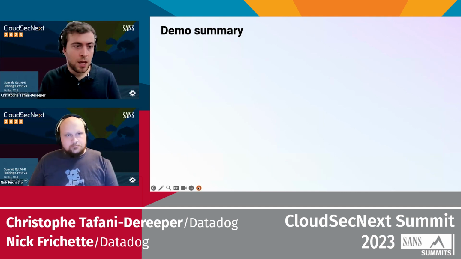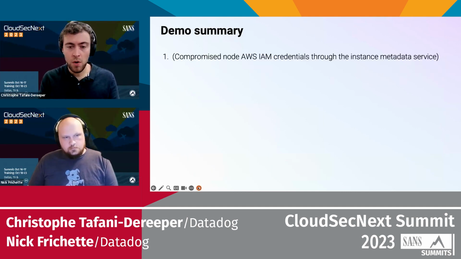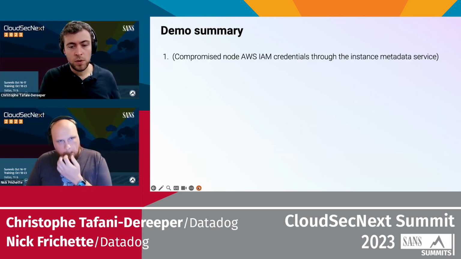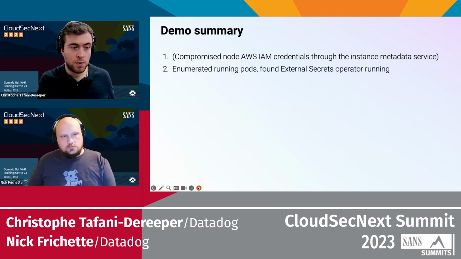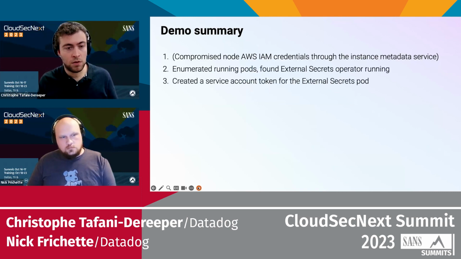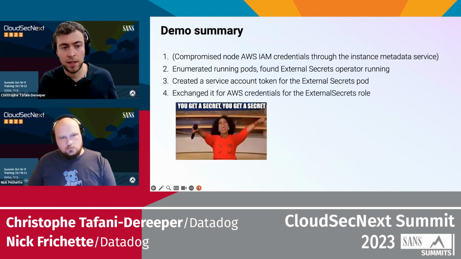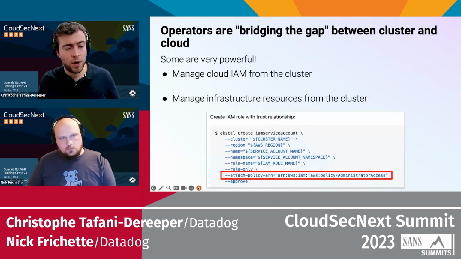Just as a summary, we stole somehow, through one of the techniques we saw before, node IAM credentials. Then we saw that external secrets was running in the cluster. We created a service account token for this pod, and then we exchanged that for AWS credentials, and then we are authenticated as the operator. So this was an example of what to do for a secrets operator, but there are many operators.